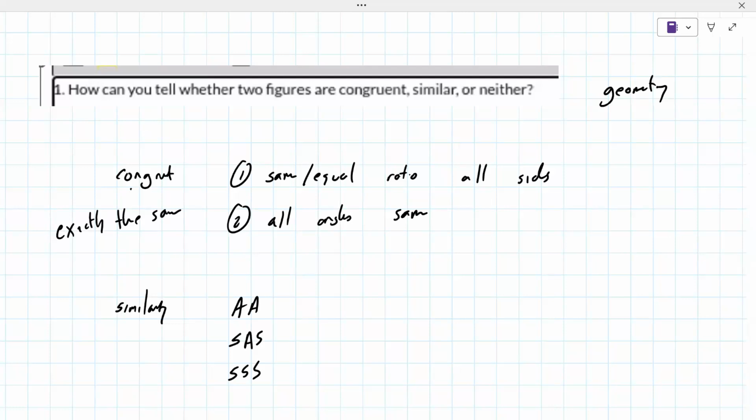All right. I wrote it down. Okay, now for similarity, you need two angles to be the same. But this applies to triangles. It doesn't apply to just any general figure.